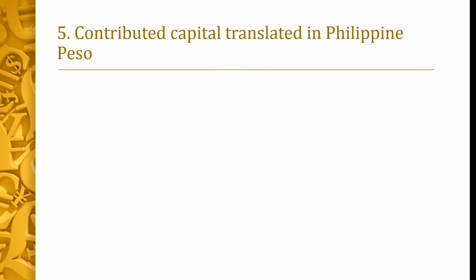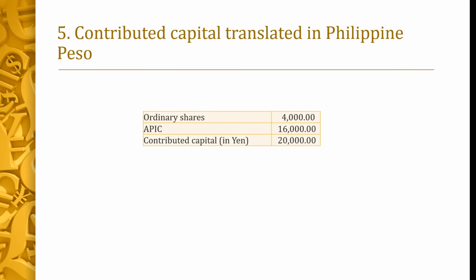Number 5, contributed capital translated in Philippine peso. So, in this problem, there are two contributed capital accounts. That is your ordinary shares and APIC or additional paid-in capital. So, ordinary shares plus APIC. So, magkano ang contributed capital in yen? 20,000. Multiply that by historical rate or acquisition date exchange rate of 90 cents. So, how much is your contributed capital in Philippine peso? Contributed capital is 18,000. That's your answer for number 5.